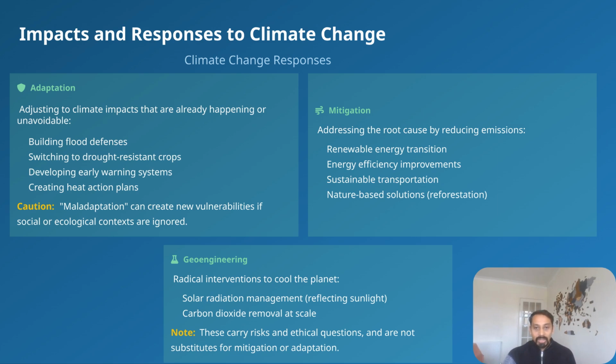Third is geoengineering. Geoengineering involves radical interventions to cool the planet. It is a scientific process that can be done, such as reflecting sunlight or capturing CO2 at scale. Those are part of geoengineering analysis and intervention. While promising, these techniques carry risks and ethical questions. Geoengineering is not a substitute for mitigation and adaptation.